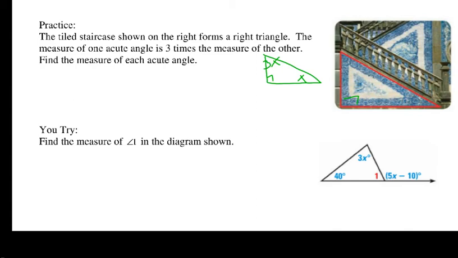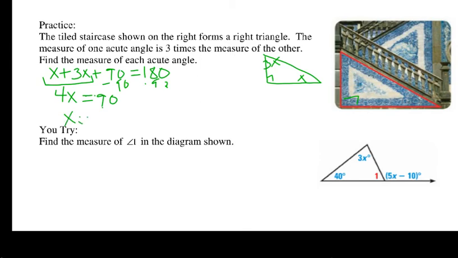So first we can combine our like terms together. So we get 4x. We can subtract this 90 from the other side. So we end up getting 4x equals 90. And then we can divide by 4, and we're going to end up with 22.5. When we take this measurement and put it back into our triangle, the two acute angles will be 22.5. And when we multiply that by 3 for the 3x, we get 67.5 degrees.